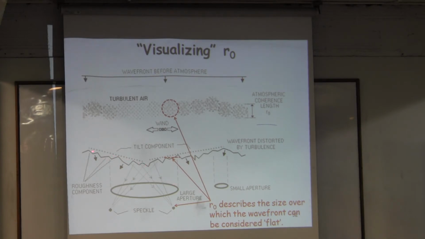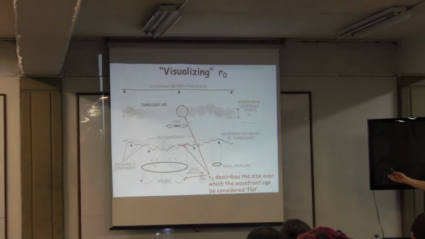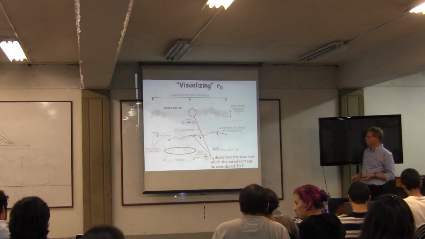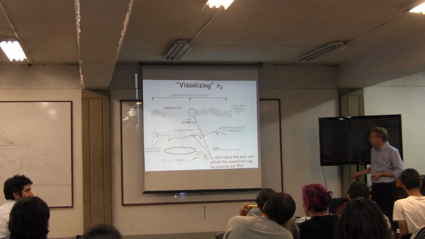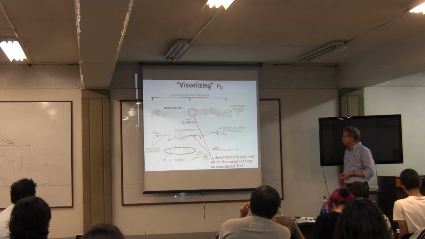Of course, it does not have a really physical representation there, but it means that typically on size scales of a few tenths of centimeters, this is the scale. If you make your telescope larger than that, then you get blurred images, you suffer from this turbulence.